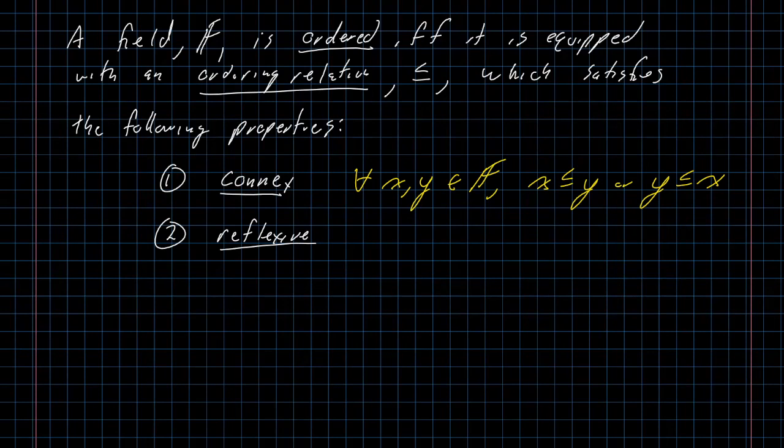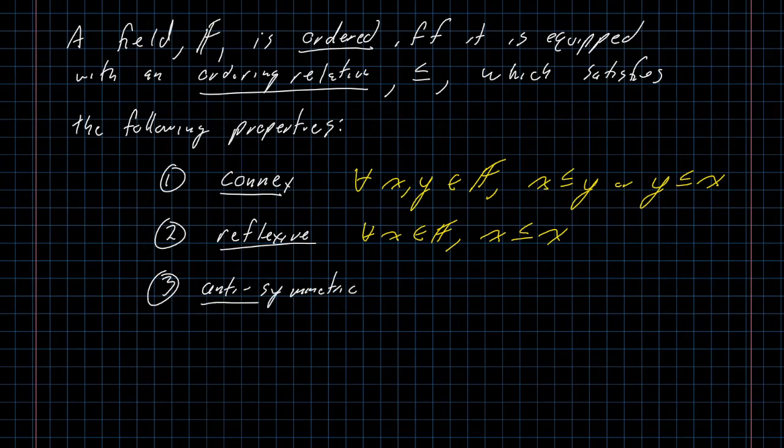The reflexive property you should be familiar with. We named that when we were talking about equality. x is always less than or equal to itself. Next we have an anti-symmetric property. Right? So we had a symmetric property when we were talking about equality. An anti-symmetric property should be opposite that somehow or another.